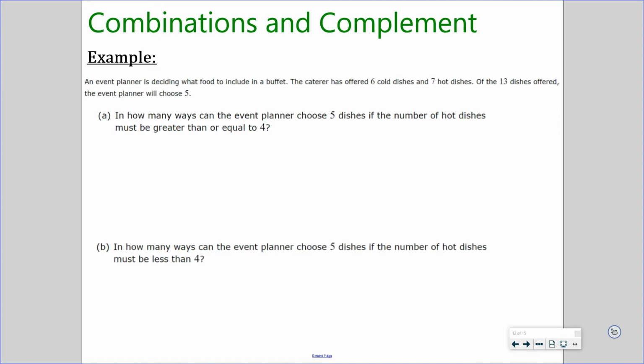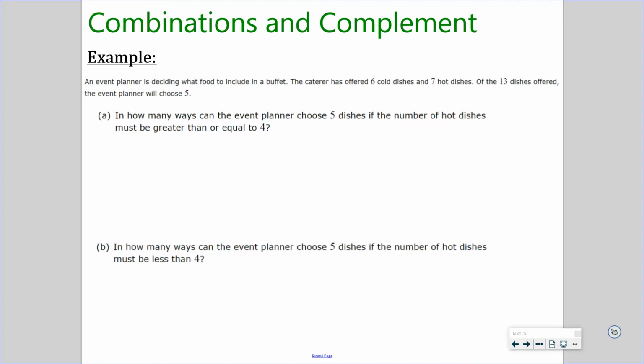Refresher, permutation, order matters. Combination, order does not matter. And you don't need to memorize the formulas. You just need to know how to use those buttons in your calculator. So we started looking at ones where there was more than one possible way of satisfying these outcomes. So this one's kind of similar.